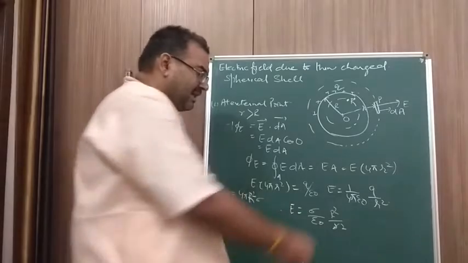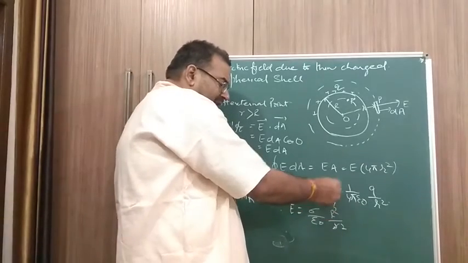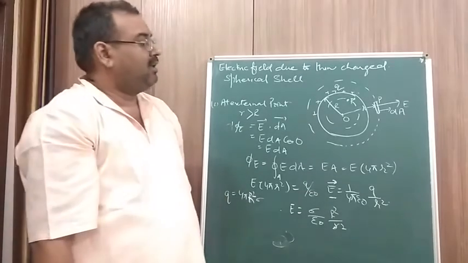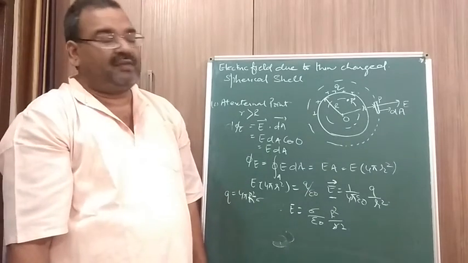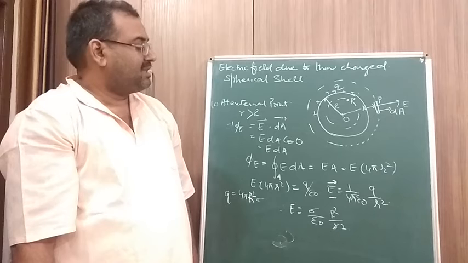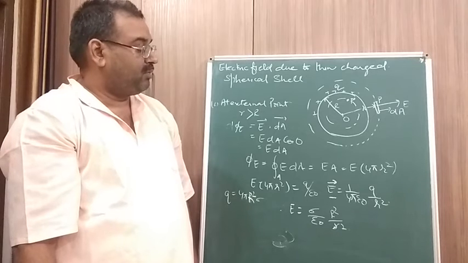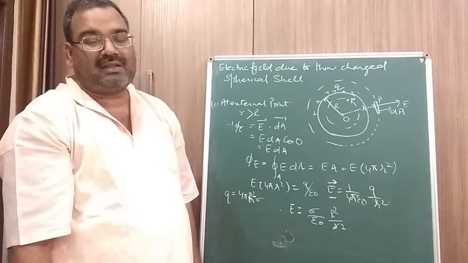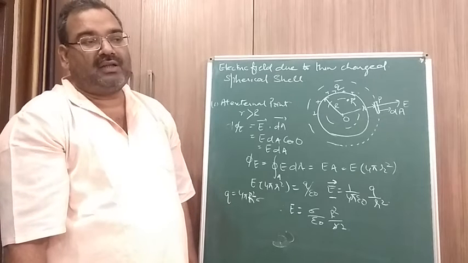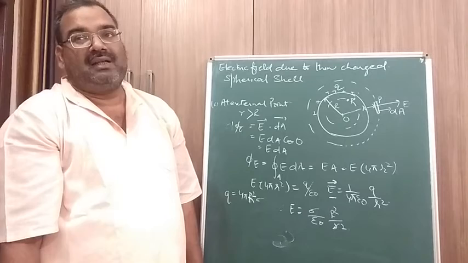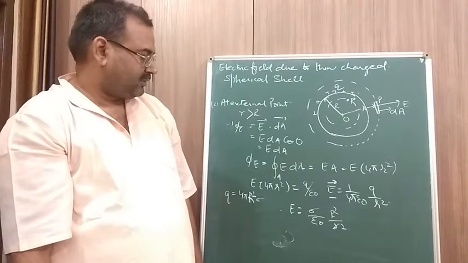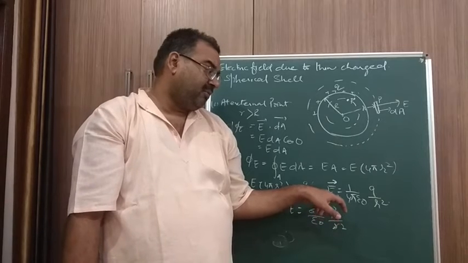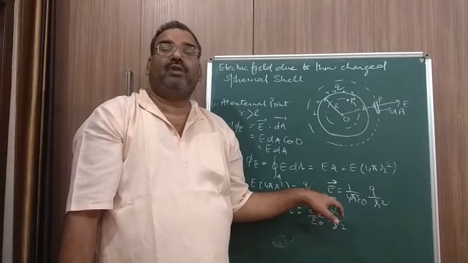We have calculated the electric field. The electric field at a distance r from the center of the spherical shell is given by the formula 1 upon 4 pi epsilon naught q upon r square, where r is the distance of a point outside the spherical shell. This is again the formula of an electric field due to a point charge, if you remember.